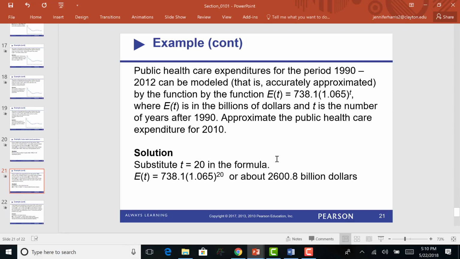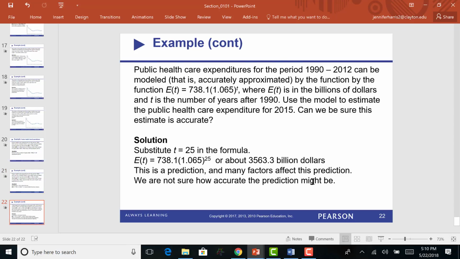There we go. And this is in what? Billions of dollars that we spend in 2010 on health care. Okay? And then the next question asks, what about 2015? How much money did we spend in 2015? If you use your calculator, you'll see it's going to be $3,563.3 billion on health care in 2015. Y'all got to stay healthy.